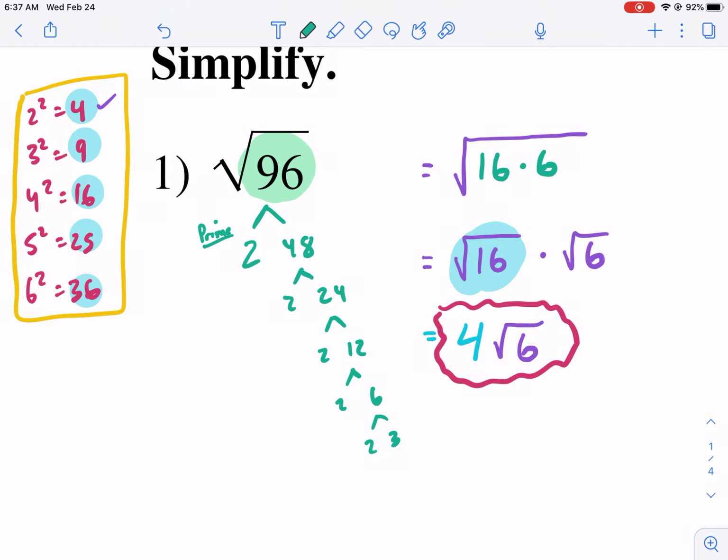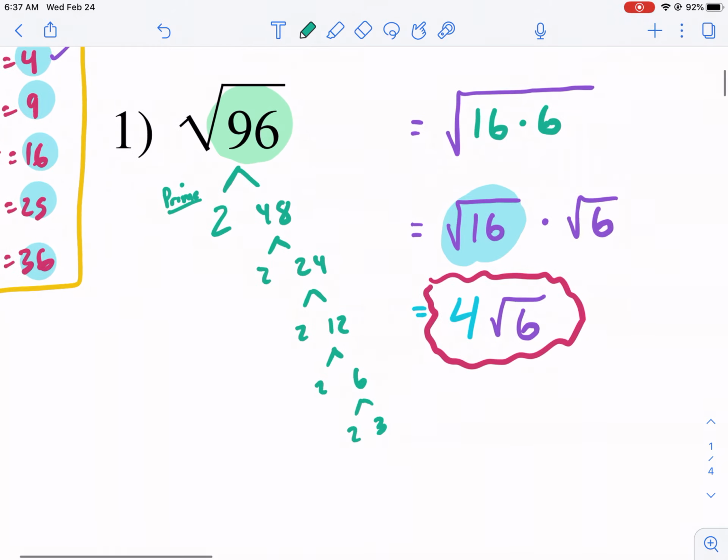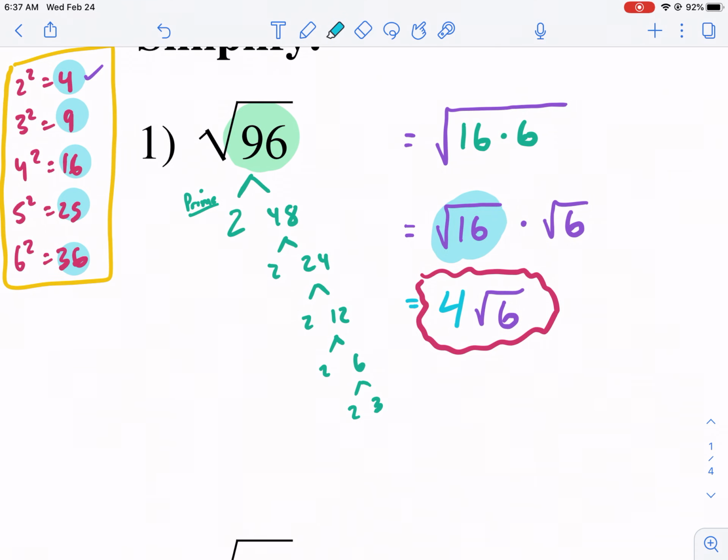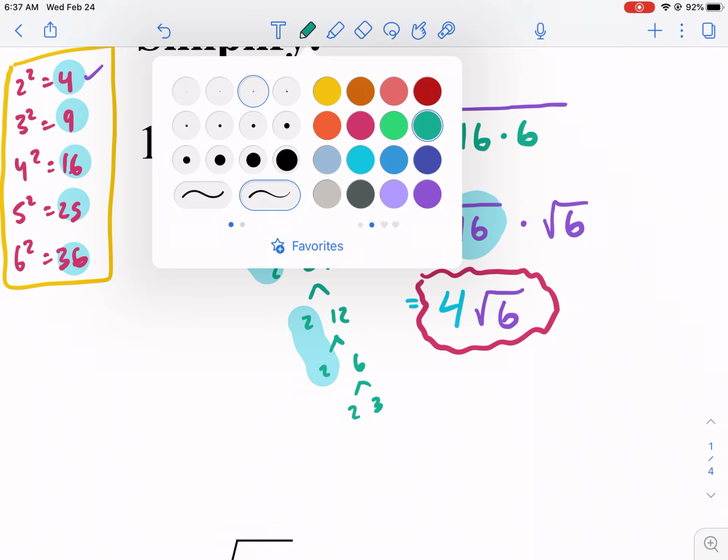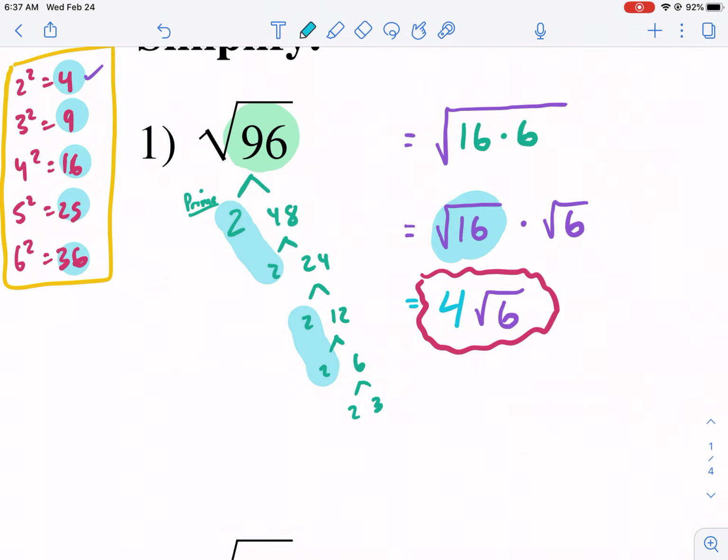Well, what I could do is look for perfect squares here. But essentially what we're going to do is look for pairs. Pairs of numbers. Now, why do I look for pairs? Well, we can rewrite square root of 96 as 2 times 2 times 2 times 2 times 2 times 3. 2 times 2 times 2 times 2 times 2 times 3 equals 96. Okay, so I rewrote it.